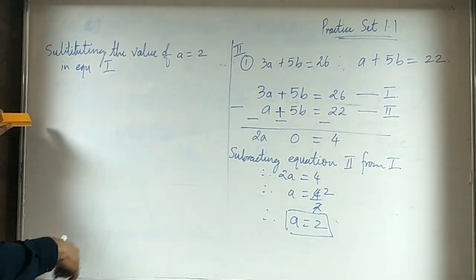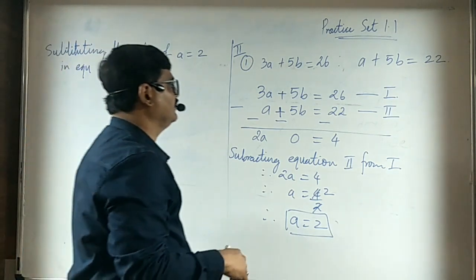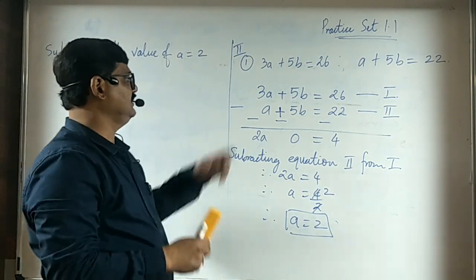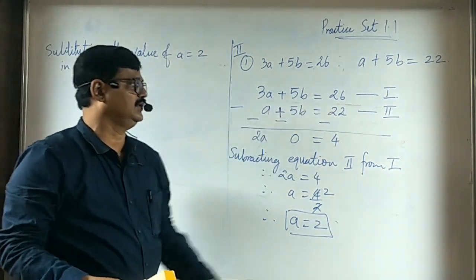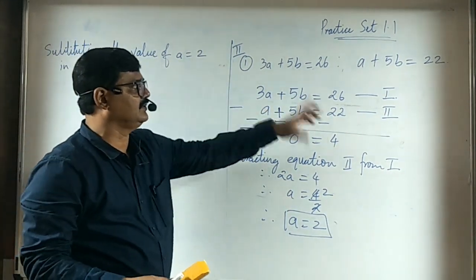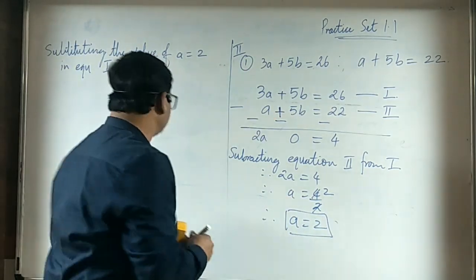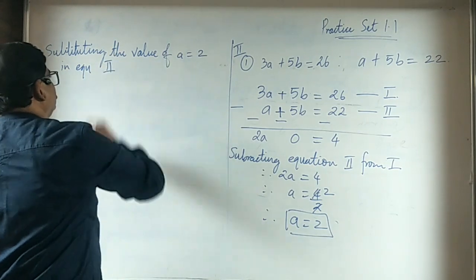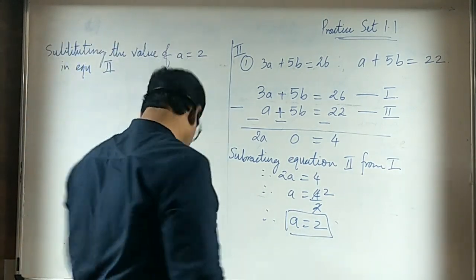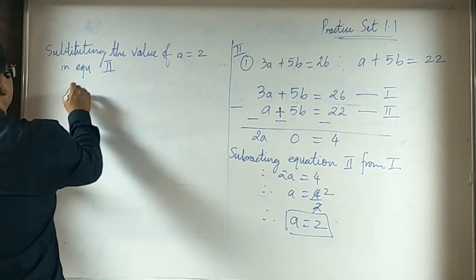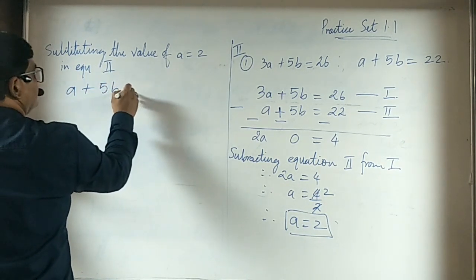Either you can do it in equation number 1, or you can do it in equation number 2. Now which one is the simple one? Instead of 3a plus 5b is equal to 22, can I substitute in equation number 2? Let's try, because it is very simple. Substituting it in equation number 2. Equation number 2 over here is a plus 5b is equal to 22.